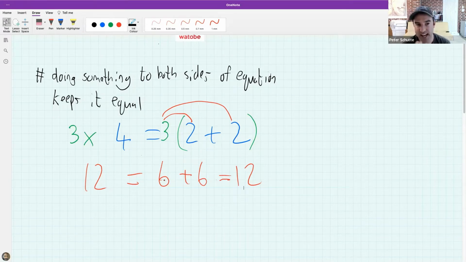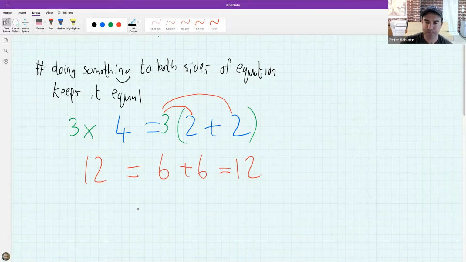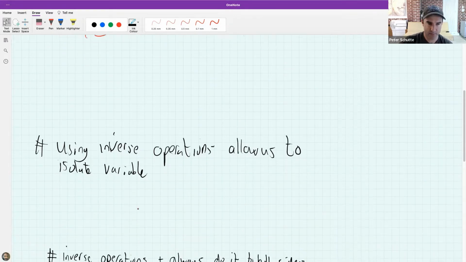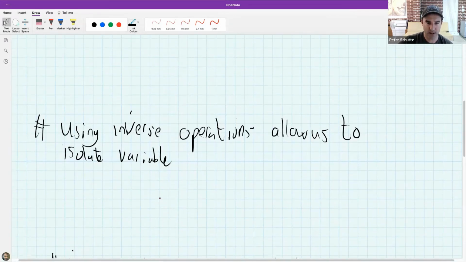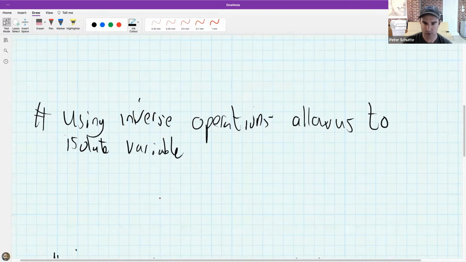Now, this is the foundation of solving equations. What you do to the one side, you do to the other. And if you do that, you do not change the equation. Okay. Now, the second thing is we use inverse operations to isolate the variable. So let me give you an example.